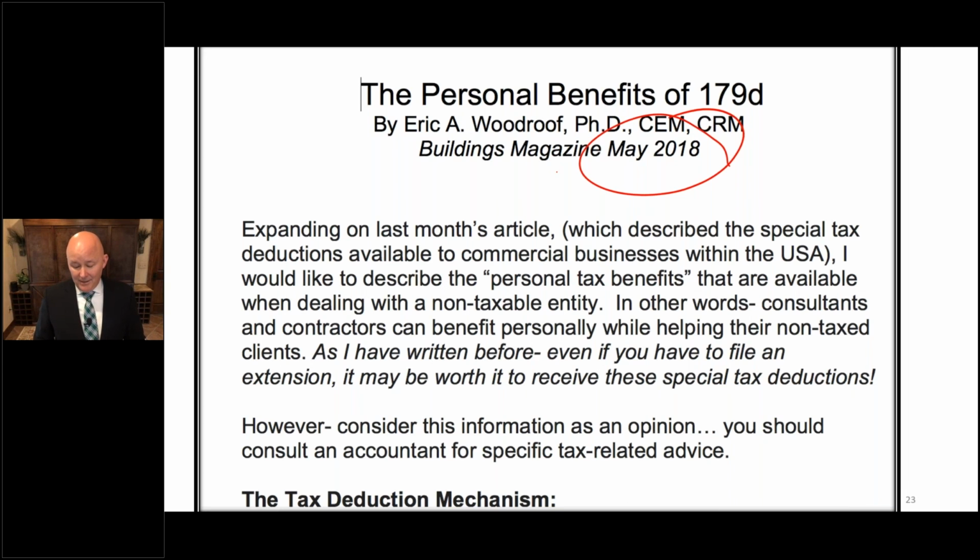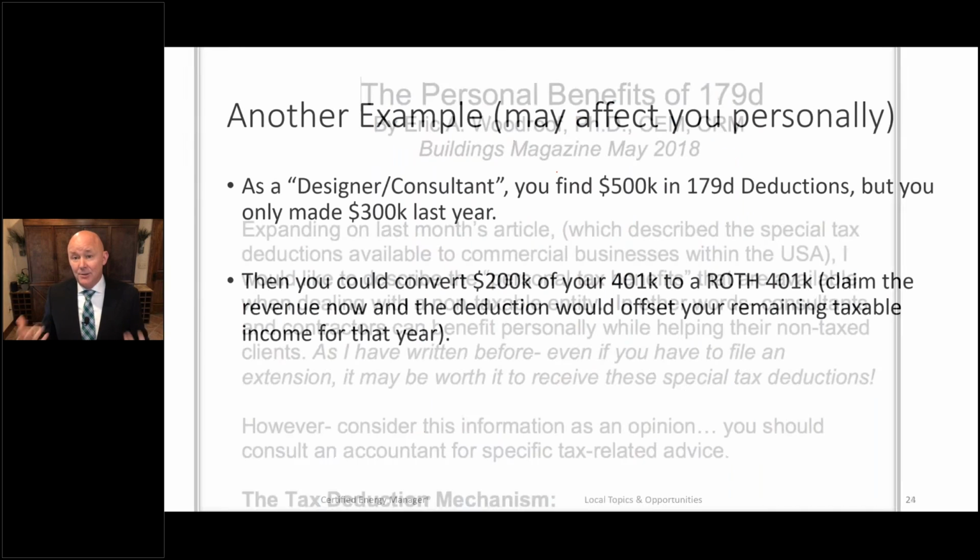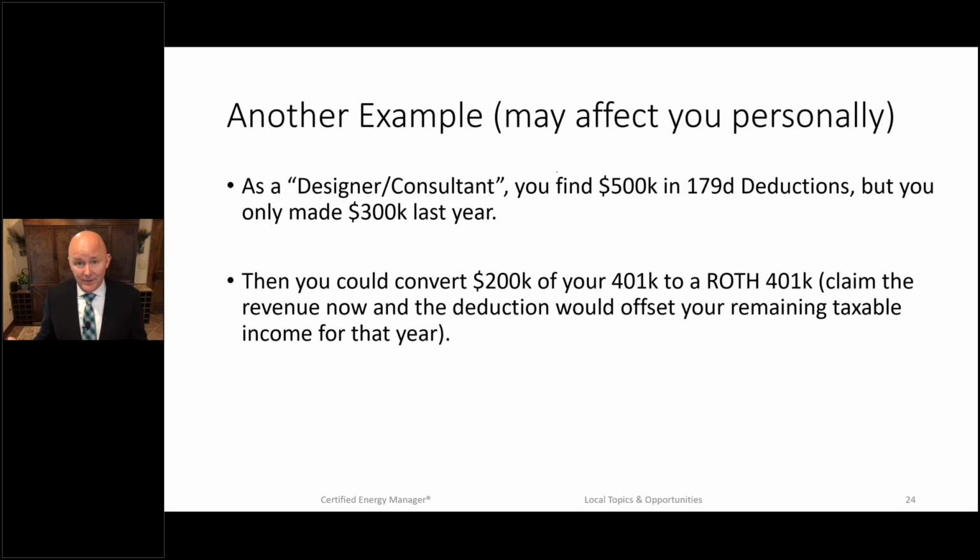Okay, so what happens though if you generate so many tax deductions that it exceeds your revenue? So say you found $500,000 in 179D deductions, but you only made 300K last year. Well, let me just say this, and I had to share this idea with my accountant because it's not intuitive to them. They don't think this way.